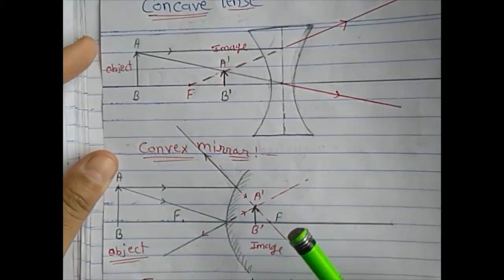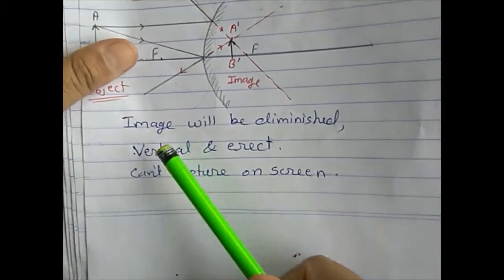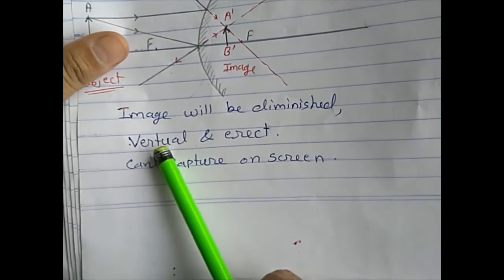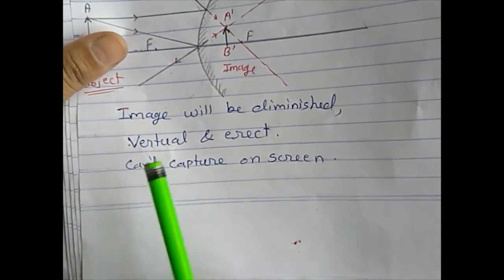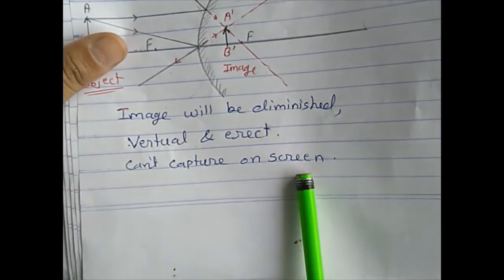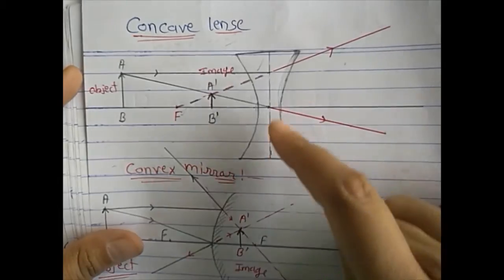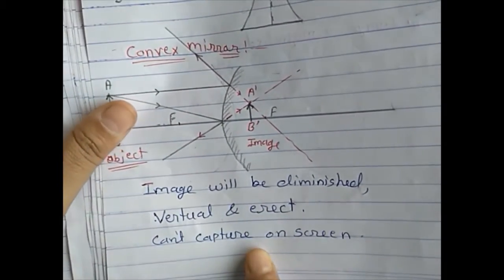Image will always be diminished, virtual and erect. So as it is virtual, it can't be captured on screen. Okay, so same type of images form here. Understand?